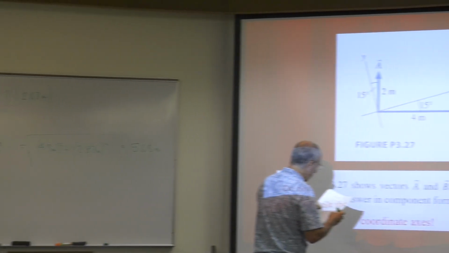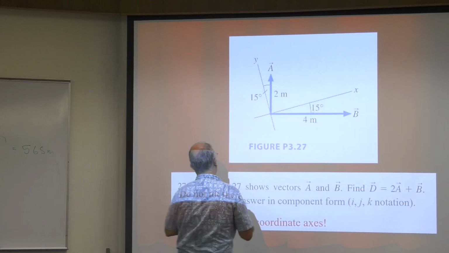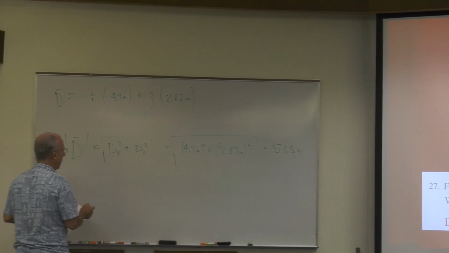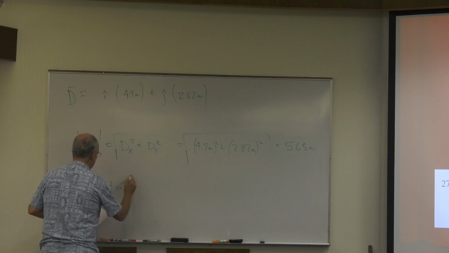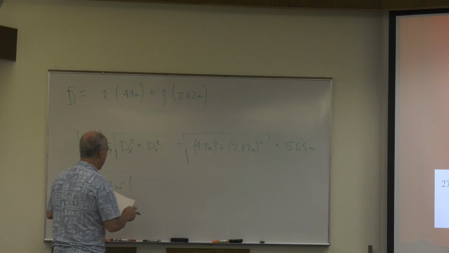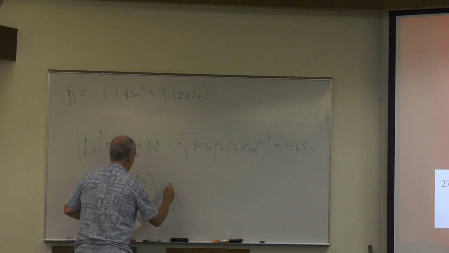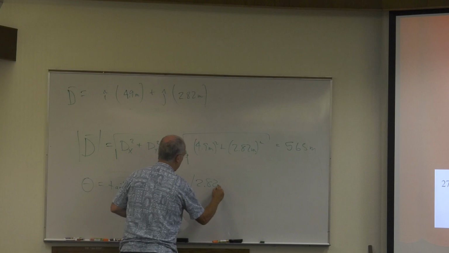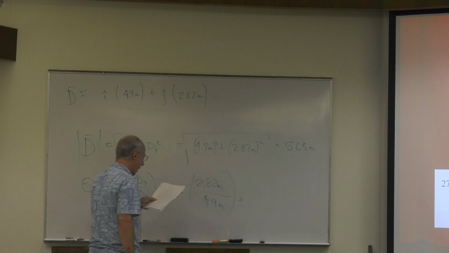And then let's say you want to find the angle. Which angle? The angle relative to the x-axis. So how do you do that? We did that before, right? And so theta is equal to tan inverse of dy over dx, right? Opposite over adjacent. So it's tan inverse of 2.82 over 4.9. You do that, you get 29.9.